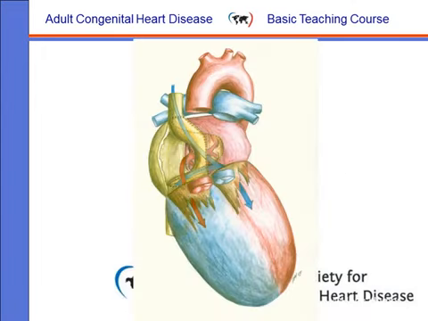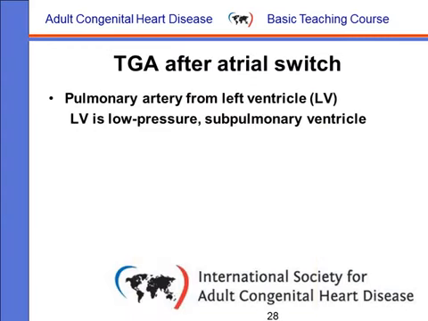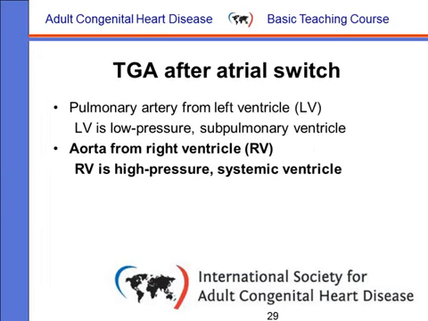The end result for an atrial switch, either Mustard or Senning, is very similar, and once again, the superior tunnel going to the left atrium, inferior tunnel going to the left atrium and the left ventricle, from where the pulmonary artery arises, and oxygenated blood from the pulmonary veins flows into the pulmonary venous atrium, the right atrium, and the right ventricle. And now, the pulmonary artery is still coming from the left ventricle, so the left ventricle is the low pressure subpulmonary ventricle. The aorta is coming from the right ventricle, so the right ventricle is the high pressure systemic ventricle.